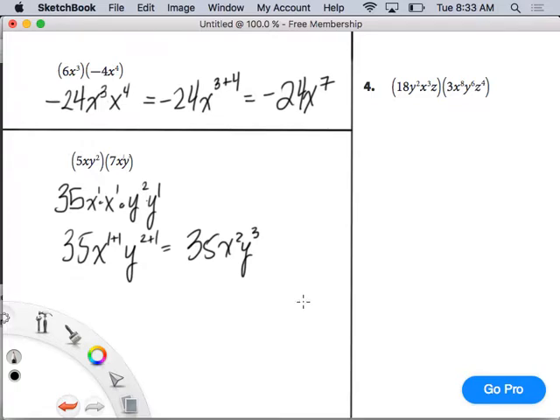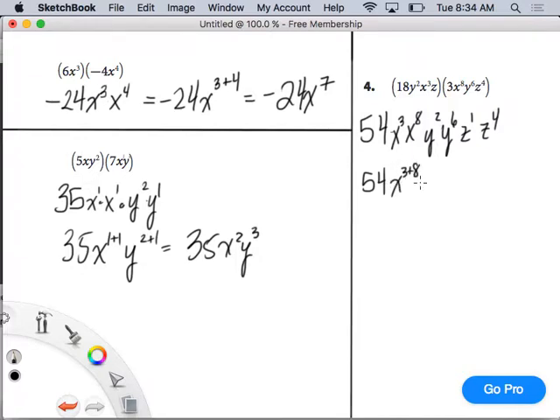Okay, let's go for it. 18 times 3. Good. 54. Then I have to multiply the similar variables, so it's x to the third times x to the eighth, y squared times y to the sixth, z to the first times z to the fourth. 54. By the way, you don't have to actually write this step out. You can just go straight to this step right here, which is x to the 3 plus 8, y to the 2 plus 6, z to the 1 plus 4.